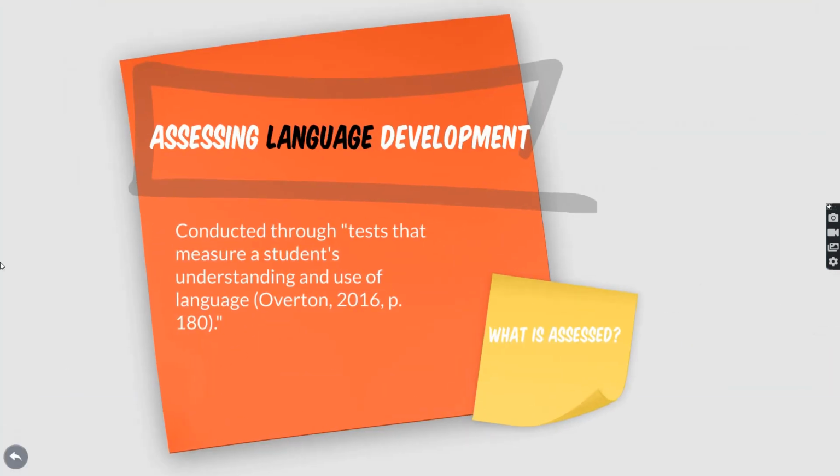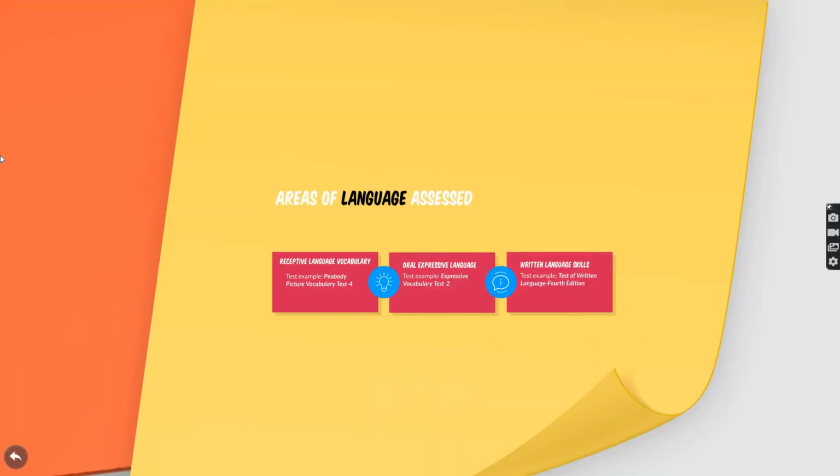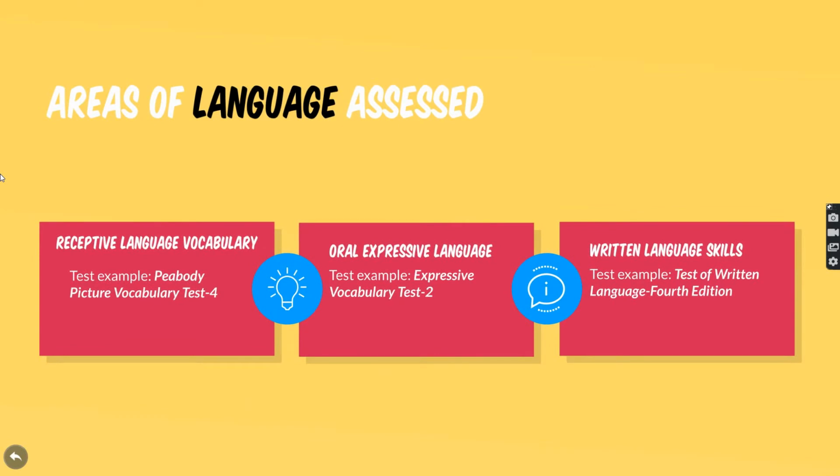Assessing language development. This is conducted through tests that measure a student's understanding and use of language. So what is assessed? Areas of language assessed include receptive language vocabulary. An example of a test that measures this is the Peabody Picture Vocabulary Test 4. Another area of language assessed is oral expression language. An example of a test that measures this is the Expressive Vocabulary Test 2.